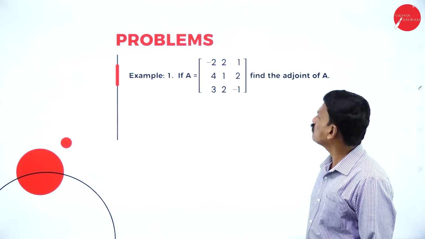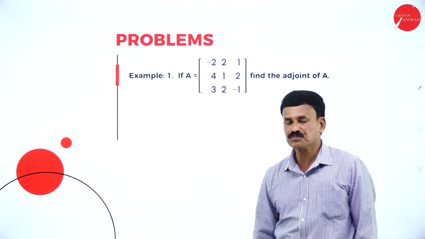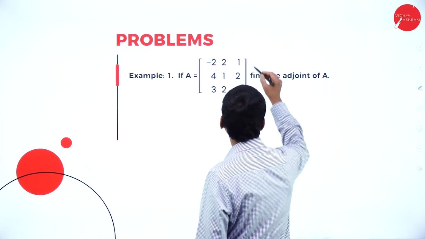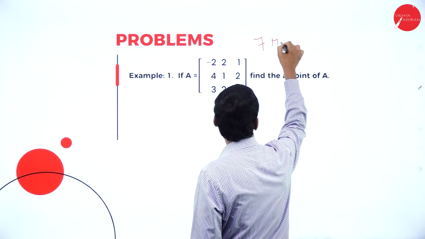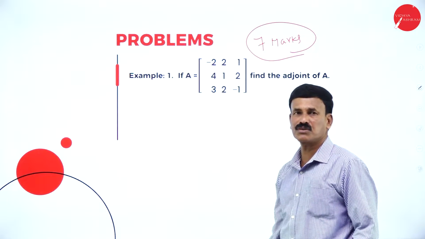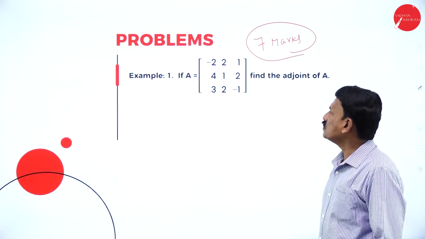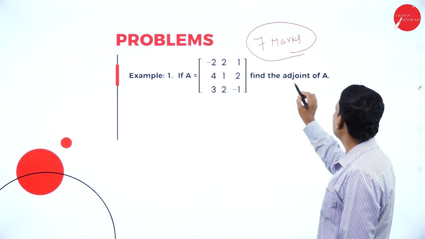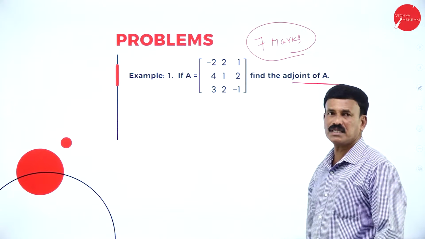Now let us come to the problem. Now let us take a very important type of problem of order 3 rows and 3 columns. You may expect this type of question for 7 marks. This is a 7 mark question, very important. If A is equal to minus 2, 2, 1, 4, 1, 2, 3, 2, minus 1, find the adjoint of this square matrix A.